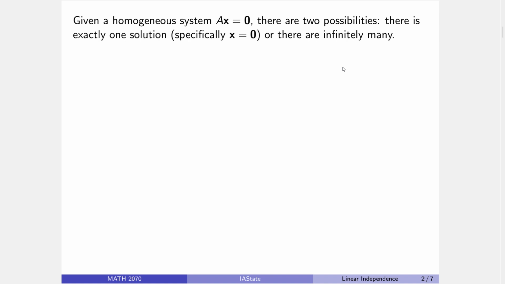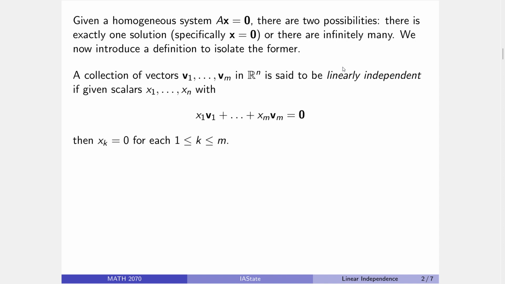So, that's good news. Alright, now, the goal for today, in this brief video, is to introduce a definition that's going to isolate the former behavior. So, the case when we have exactly one solution, because generally speaking, that's the world we want to live in, where there's precisely one answer that needs to be found. And in this case, the answer is really good. We know the answer is 0. Alright, so jump right in.